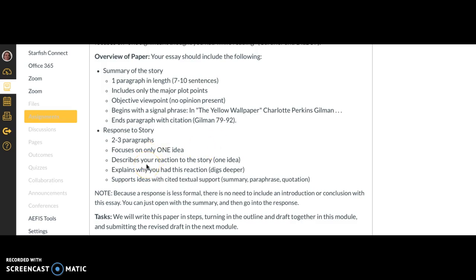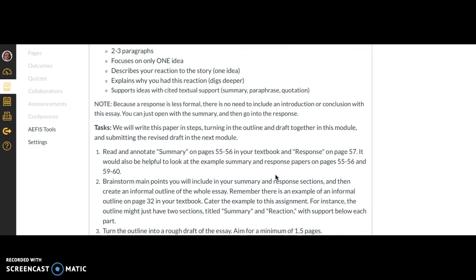So you're going to describe your reaction to the story, one reaction that you had, and explain why you had this reaction, so go a little bit deeper and analyze that a little bit further. Then use some support from the text, in the form of summary, paraphrase, or quotation, to back up your response. Note that you don't need to have an introduction or a conclusion, just the summary and then the response for this paper, as it's a little bit informal.